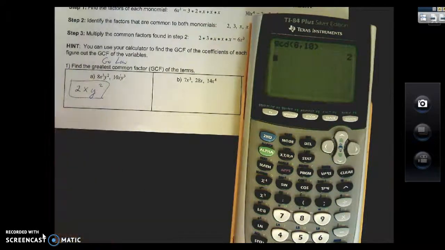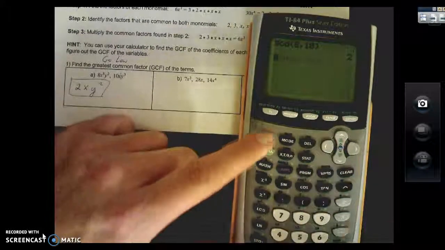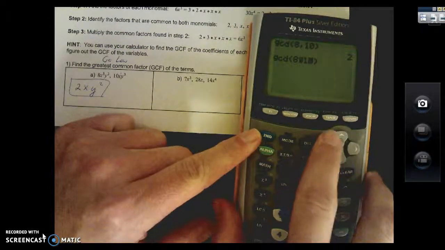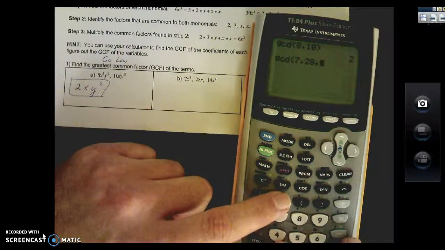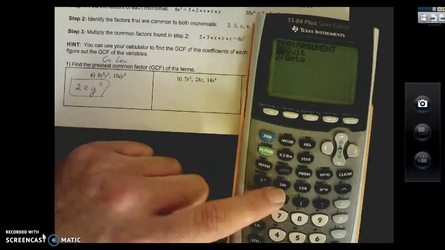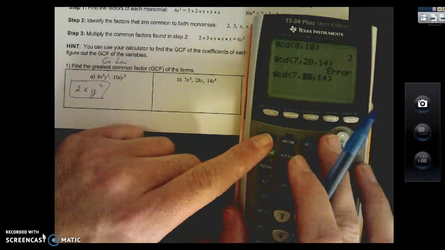Okay. Now I showed you guys this calculator method, but I need to give you a little asterisk here. If you're going to choose to use this method, it doesn't do 3 terms. So if I hit second enter, I pull back the last thing. If I try to type in 7, 28, 14, your calculator will give you an error. So what we have to do instead is you have to take your time, be a little patient.